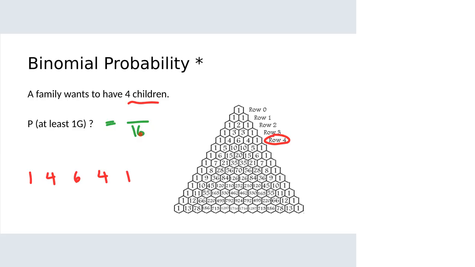Another way to get 16 outcomes would be 2 times 2 times 2 times 2. Either way, we get to 16 outcomes. Now we want to label these.